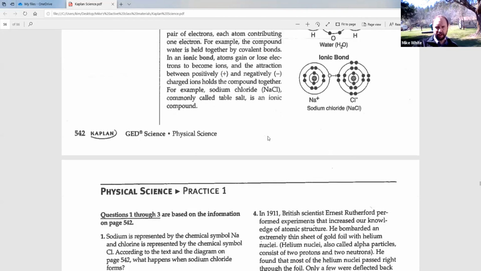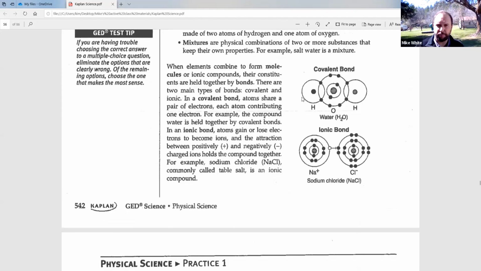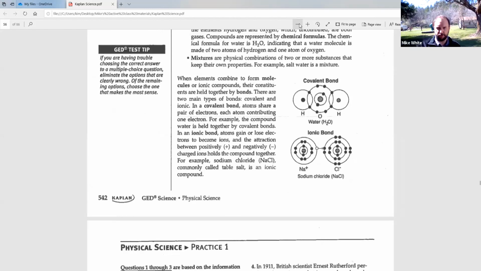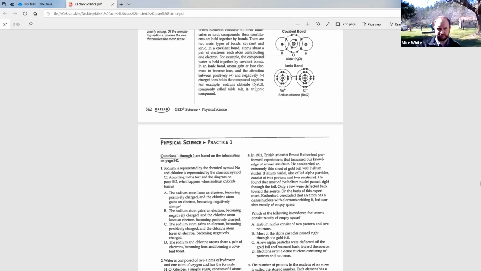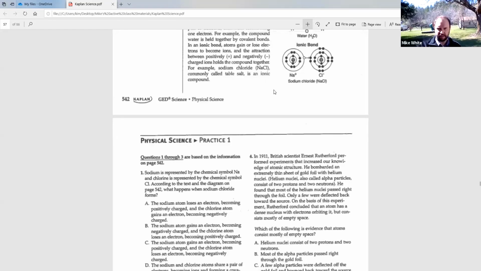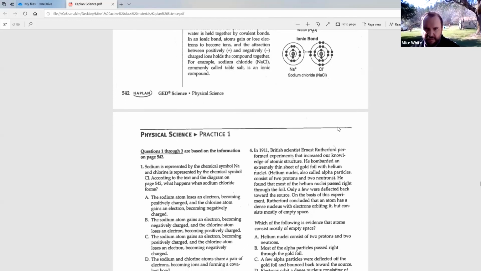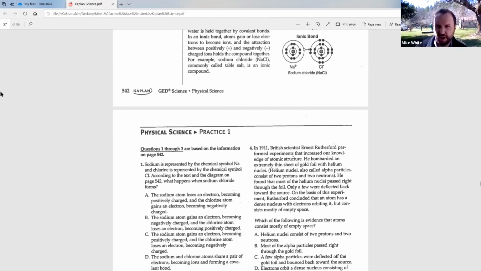So I want to spend the last couple minutes just looking at a practice question. So I'm going to zoom out a little bit. Hopefully that's not too far to zoom out. Seems like it might be. Come on. Okay, so let's go with that. So we're just going to do number one, and I'll walk everyone through it.